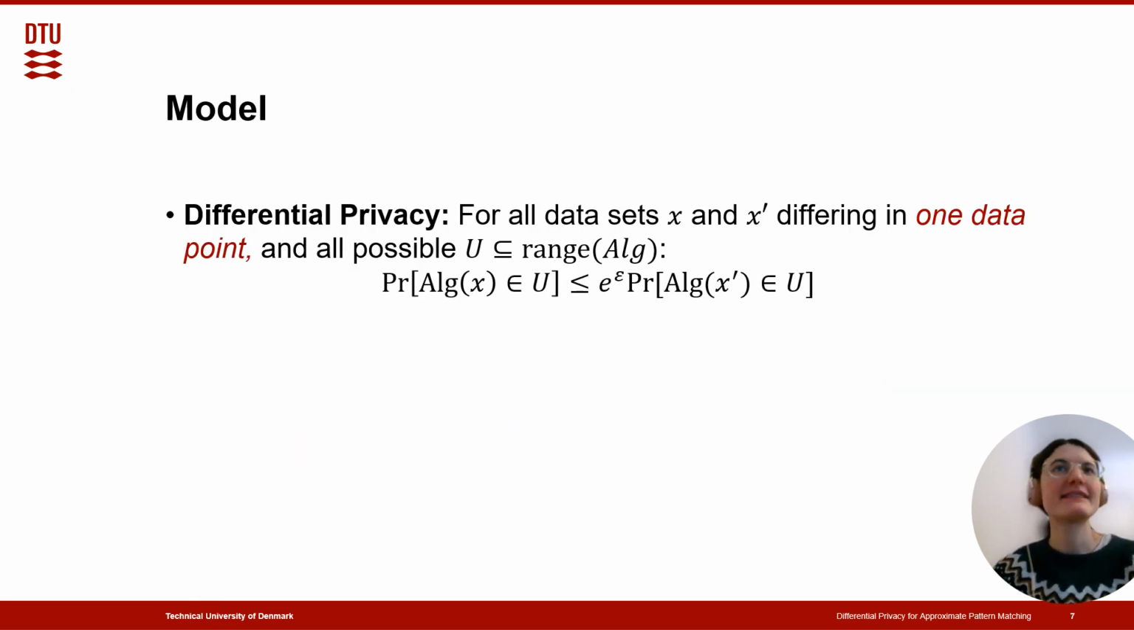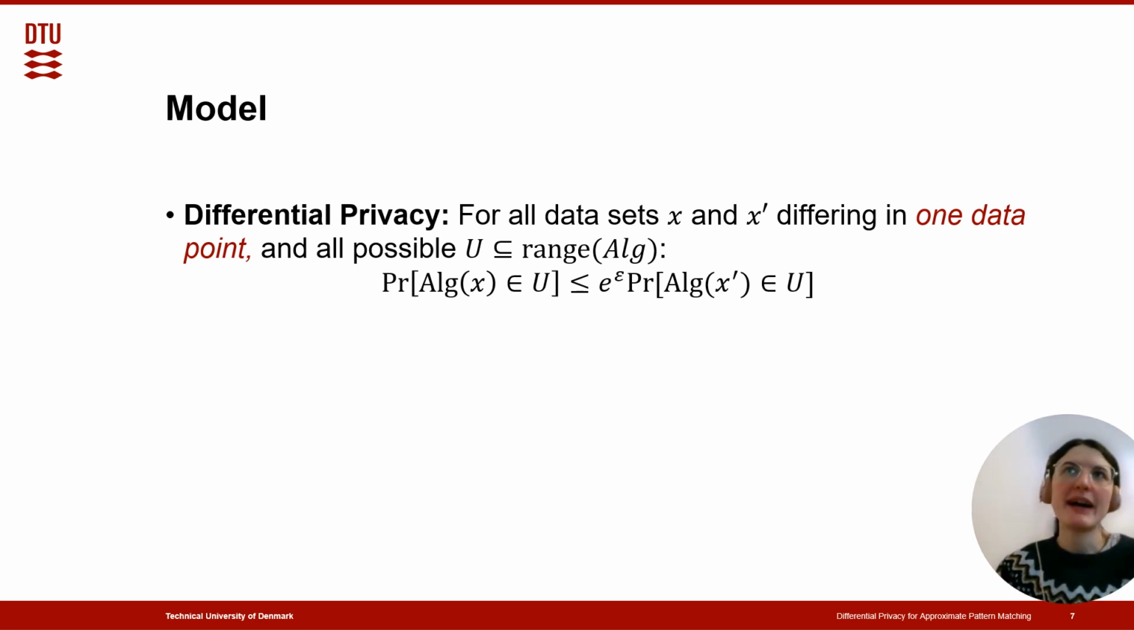This here is the standard definition of differential privacy. A randomized algorithm is differentially private if its output distributions are similar on datasets that differ only in a single data point. By similar, we mean that they differ in at most a factor e to the epsilon, where epsilon is a small constant.